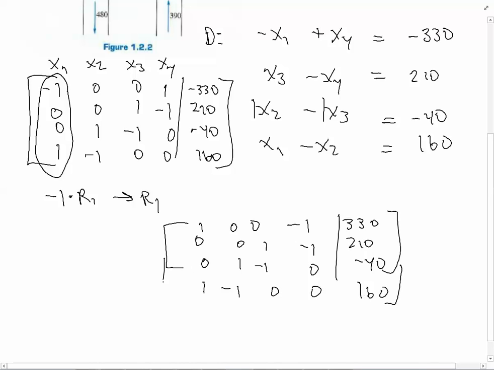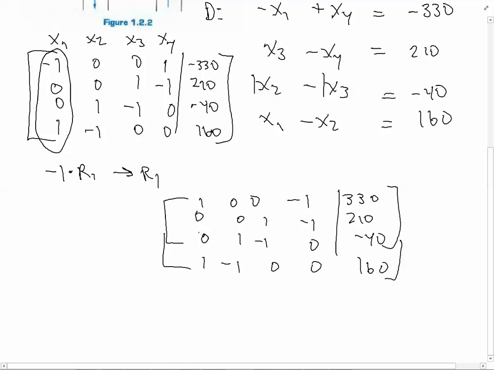So we would proceed in this fashion, and the first thing I'm going to do is try to cancel out the 1 in row 4. I can't do that with rows 2 or 3 because there's a 0 there, so regardless of what I multiply those rows by, I won't be able to cancel out that 1.